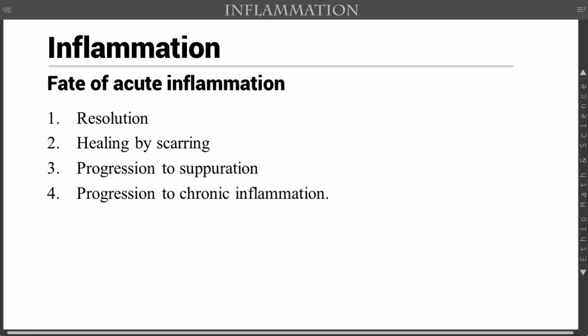Finally, where does acute inflammation end up? There are four classic outcomes. Resolution. Everything returns to normal when the cause is removed and tissues regenerate. Healing by scarring. When damage is too great, fibrosis closes the wound. Progression to suppuration. Pus forms when neutrophils and bacteria dominate. Or progression to chronic inflammation, if the inciting agent persists or the response is dysregulated. Your job as a clinician is to read the context and predict which path is likely.